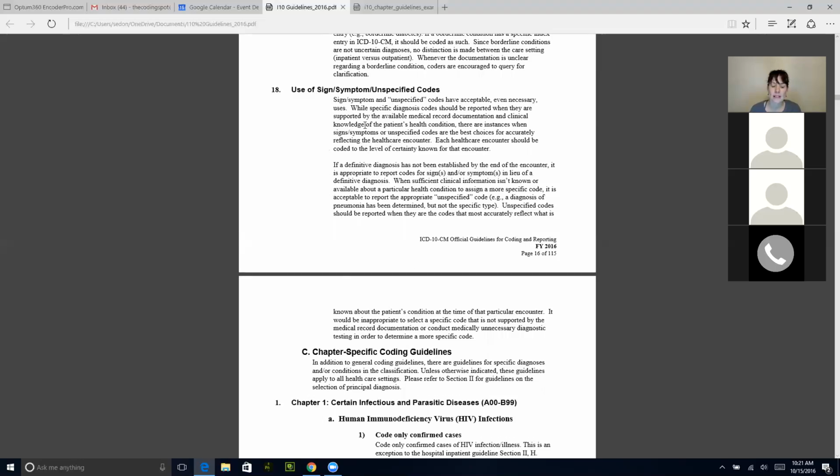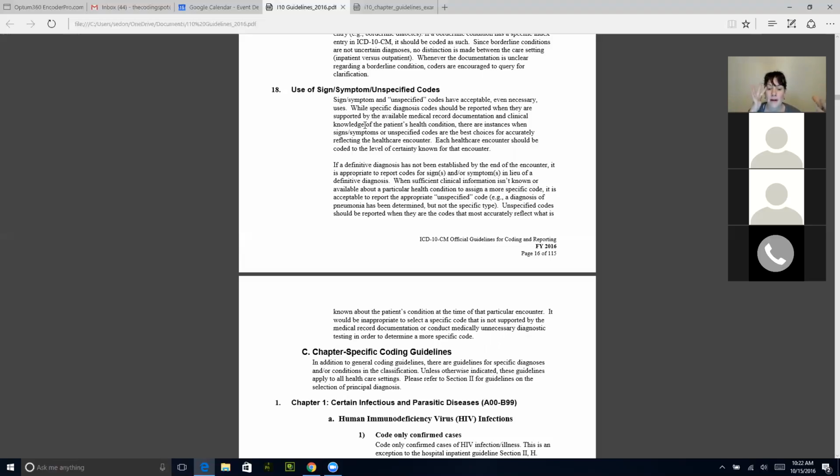Use of sign, symptom, unspecified codes. Sign, symptom, and unspecified codes have acceptable, even necessary uses. While specific diagnosis codes should be reported when they are supported by the available medical record documentation and clinical knowledge of the patient's health, there are instances where signs and symptoms and unspecified codes are the best choices for the diagnosis. So here's an example. If a diagnosis of pneumonia has been determined, but there's not a specific type of pneumonia, then you would just default to the unspecified pneumonia. If it's not documented, you can't code it.